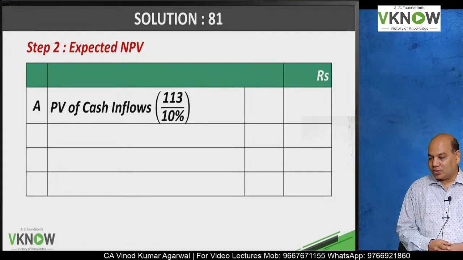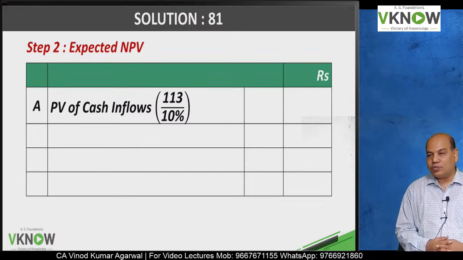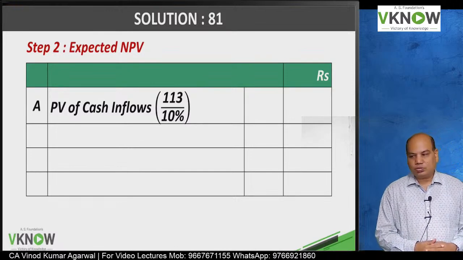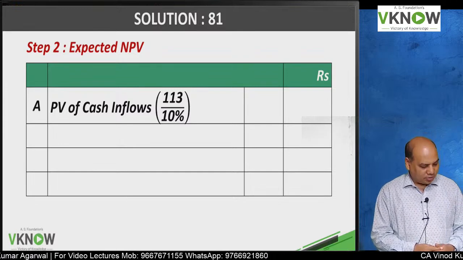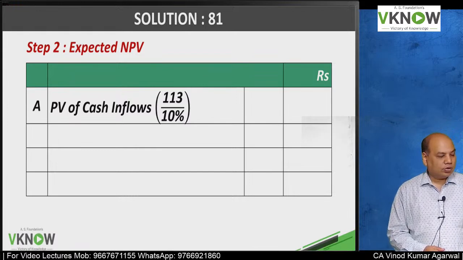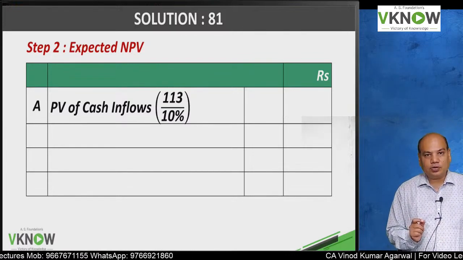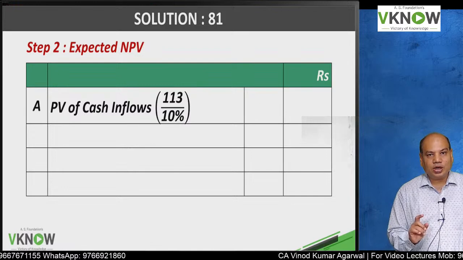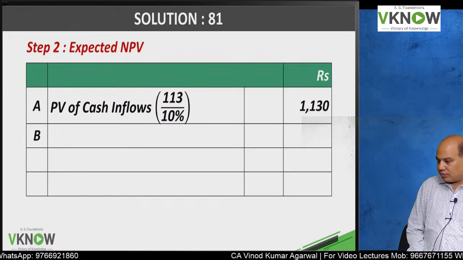Be positive. PV of cash inflow. Write down step 2, expected NPV. Very simple, ordinary question. Step number 2, expected NPV, on the right-hand side, rupees in lakhs. Write it down. First point A, PV of cash inflow. PV of cash inflow will be 113 divided by 10%, A upon R. For perpetuity, the answer is 1130.